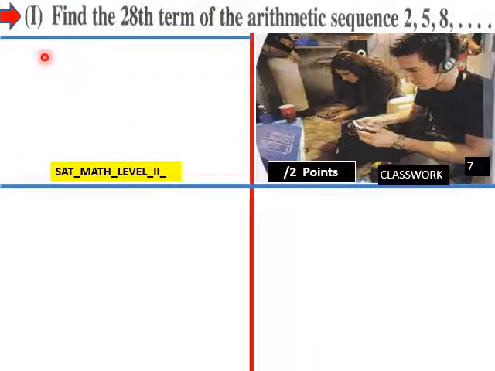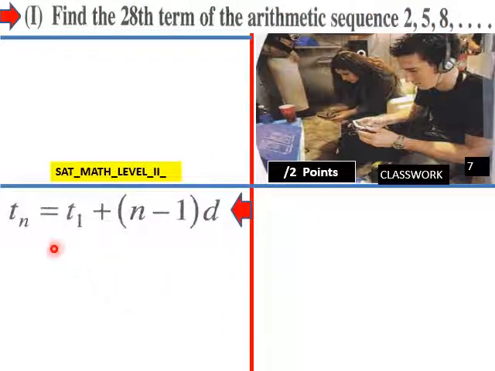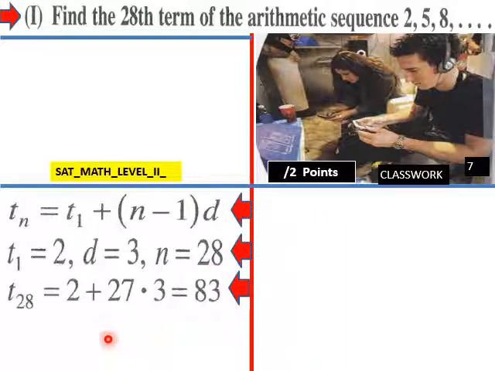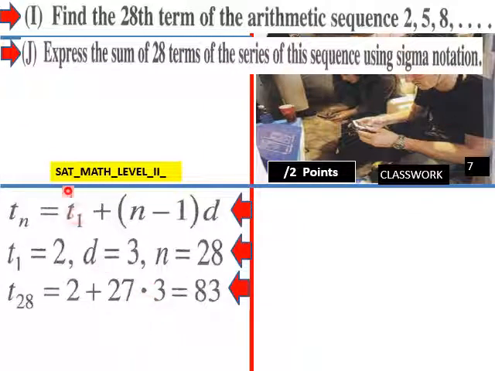With those formulas, find the 28th term of this arithmetic sequence: 2, 5, and 8. So term n equals term 1 plus n minus 1 d. Term 1 here is 2, our difference is 3, and n is 28, since we want the 28th term. So term 28 would be 2 plus 27 times 3, which is 83. That gives our 28th term of the sequence.